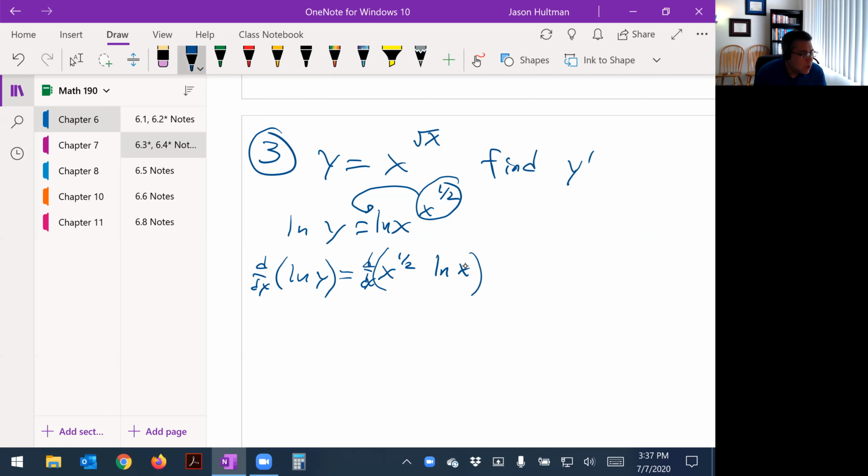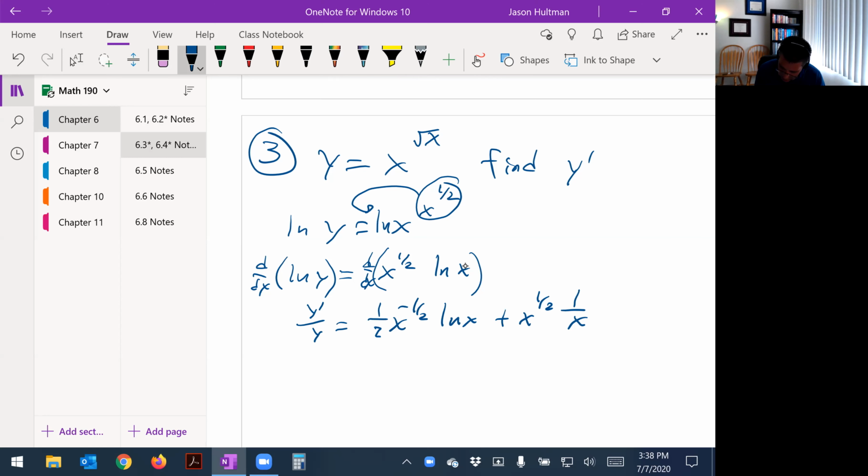Okay, and so this is going to be y prime over y. We've done that many times. And this is going to be what? Product rule, right? Okay, so x to the 1/2, that's going to be 1/2 x to the negative 1/2 times the natural log of x, plus x to the 1/2 times 1 over x. Derivative of the first times the second, plus the first times the derivative of the second.